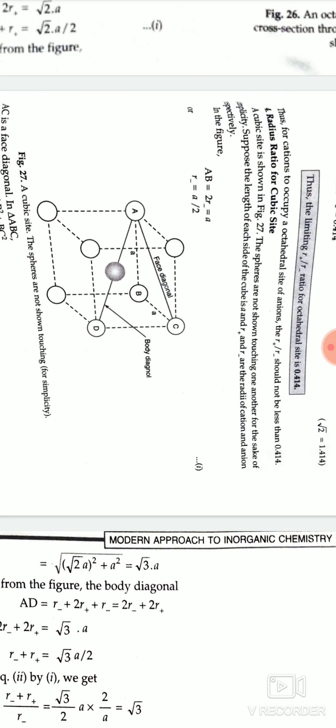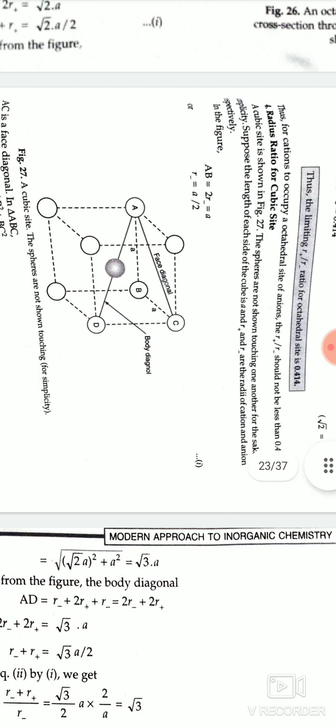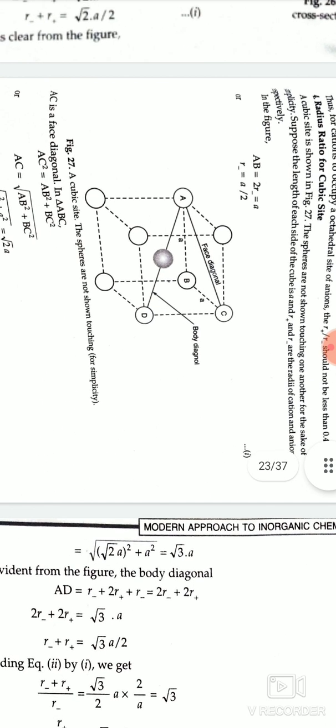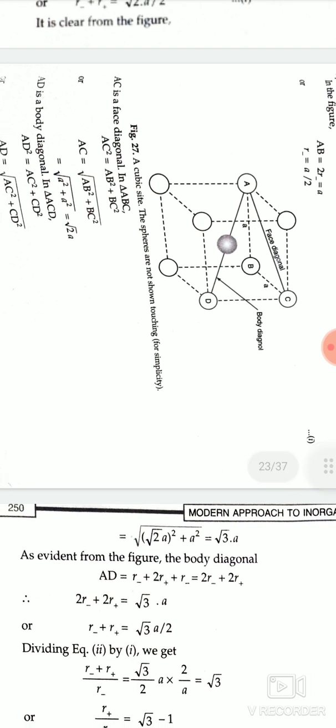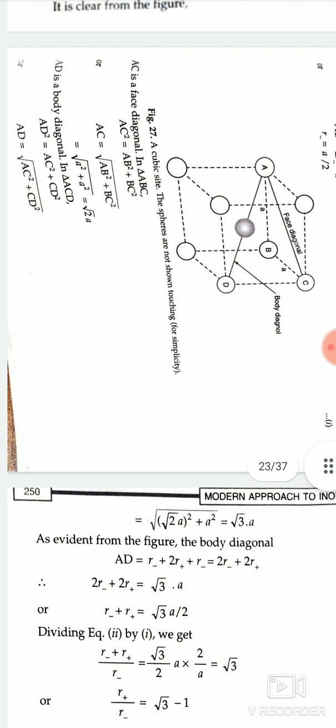Thus for cations to occupy an octahedral site of anions, the r positive divided by r negative should not be less than 0.414. Now the fourth is radius ratio of cubic site. The spheres are not shown touching one another for the sake of simplicity. Suppose the length of each side of the cube is a, and r positive and r negative are the radii of cation and anion respectively. In the figure, AB is equal to 2r negative, that is equal to a, or we can say that r negative is equal to a divided by 2.